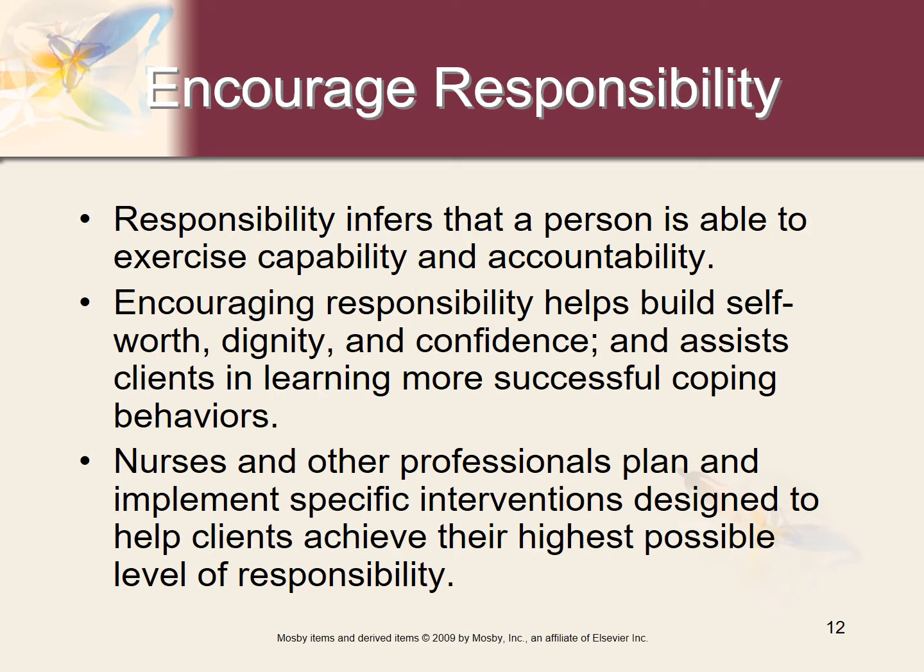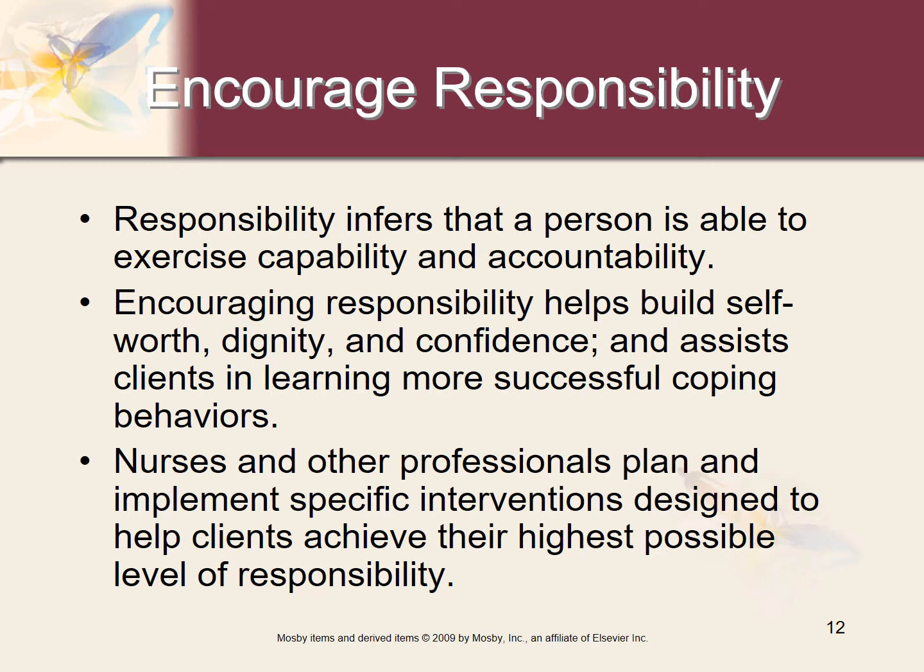Encourage responsibility. That is the goal of mental health, is responsibility. One of the first steps relates to the care itself. Are there basic needs? They have to be met. Maslow's, don't forget Maslow's. And the second step is they have to be accountable for one's emotions. So responsibility infers that a person is able to exercise capability and accountability.